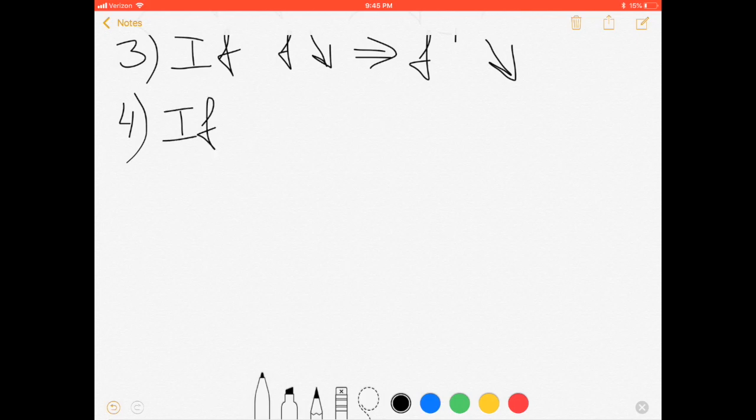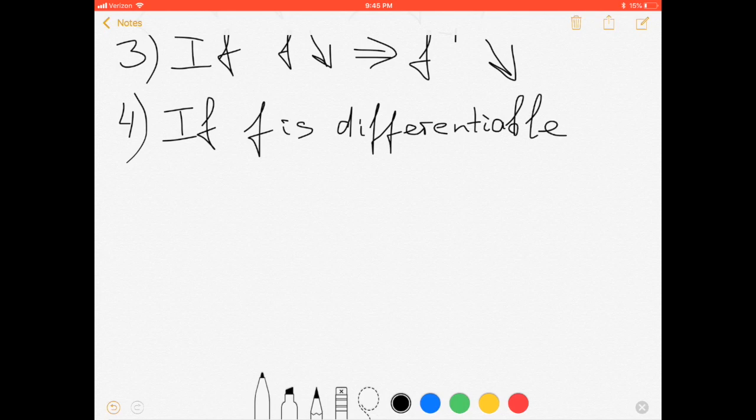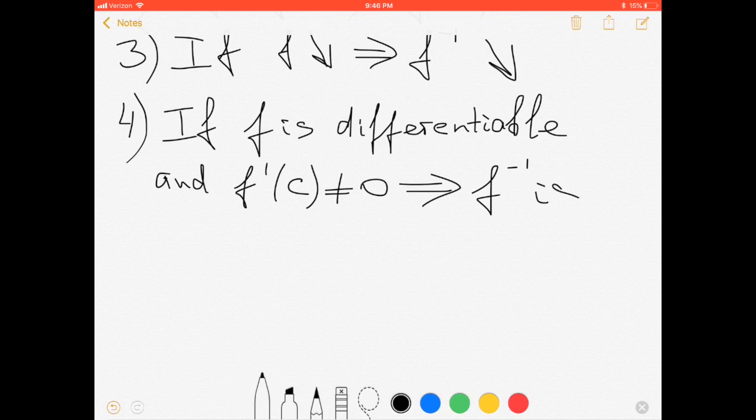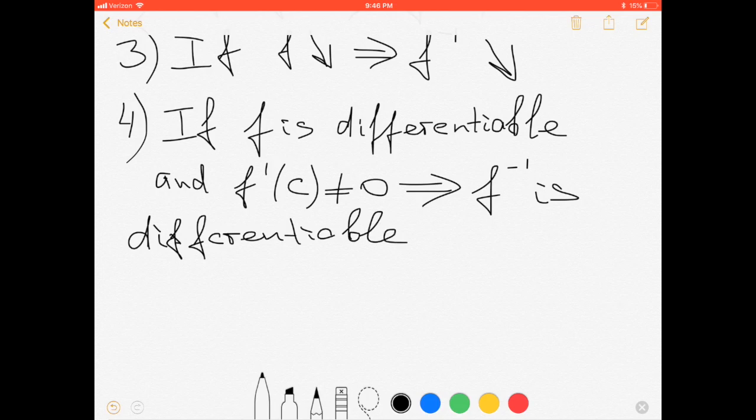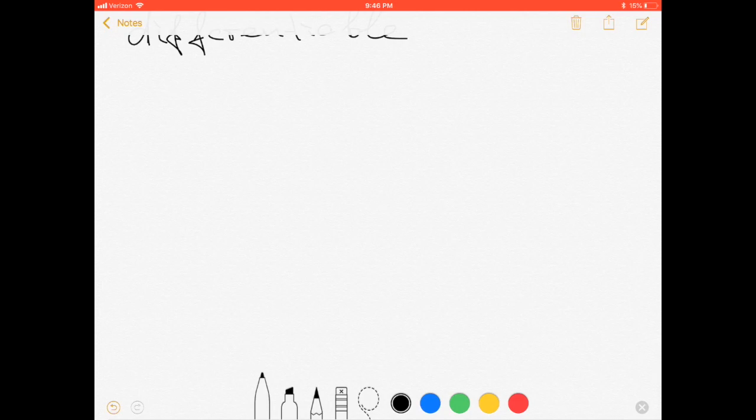If f is differentiable and the derivative at this point is non-zero, then the inverse function is differentiable too. Okay.